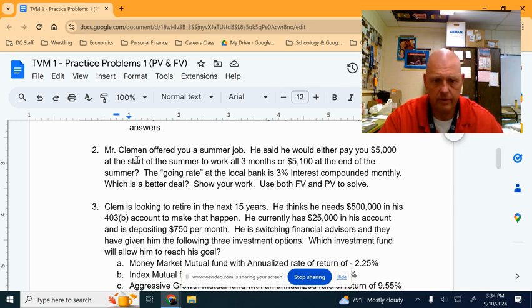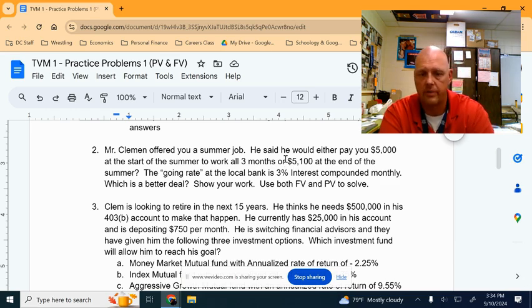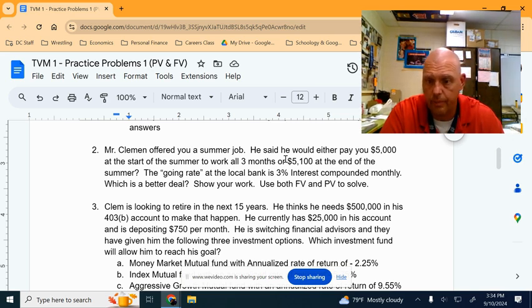As we read it here, it says Mr. Clement offered you a summer job. He said he would either pay you $5,000 at the start of the summer to work all 3 months, or he'd pay you $5,100 at the end of the summer. And the going rate at the local bank is 3% interest compounded monthly, so you've got to decide which is a better deal.